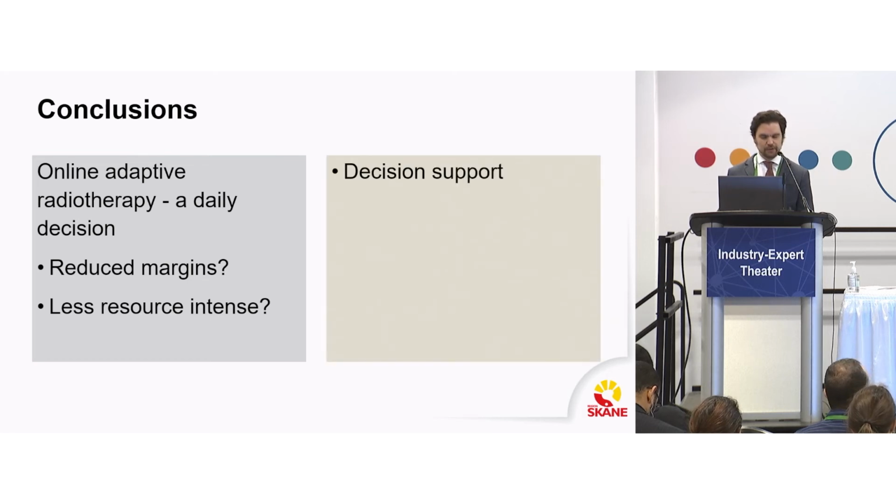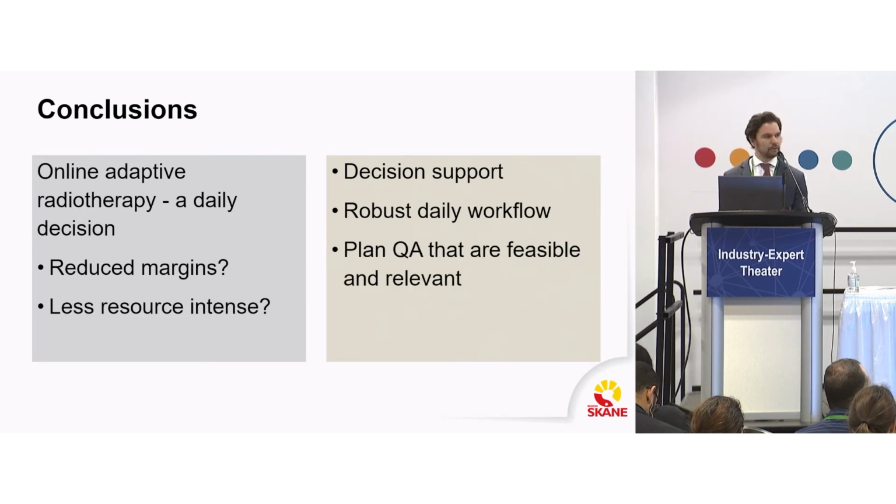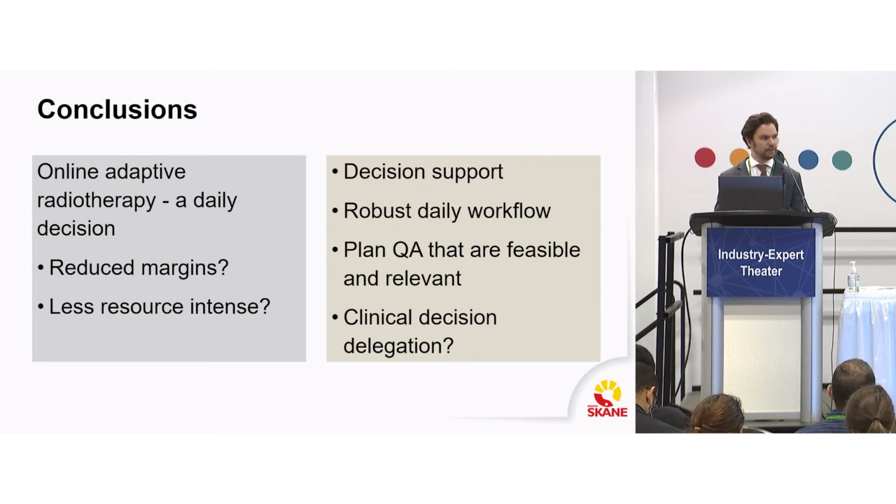You need good decision support in the system. You need a robust daily workflow to work with the system. We need QA that is feasible and relevant. And of course, in the clinic, you need to have a decision delegation: when, how, and what are the decisions you will base the adaptation on. And this will still be up to the clinic to decide and work with the systems.